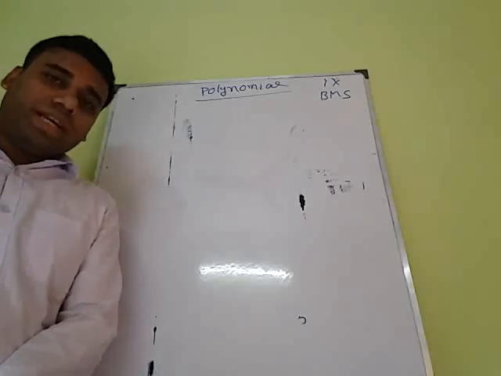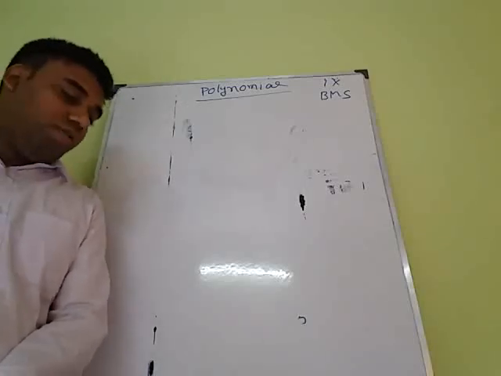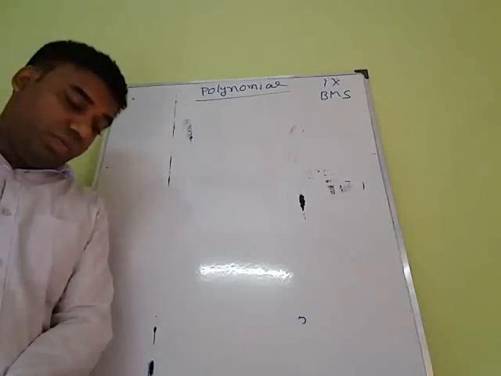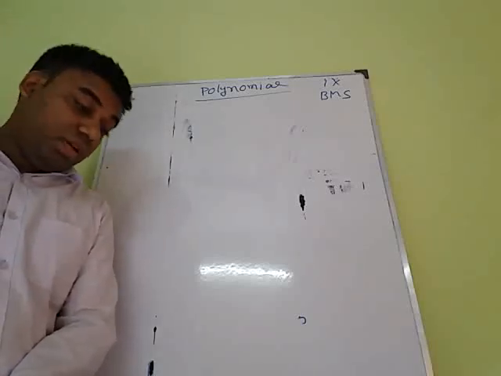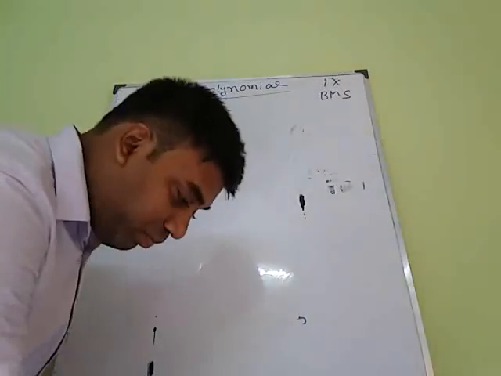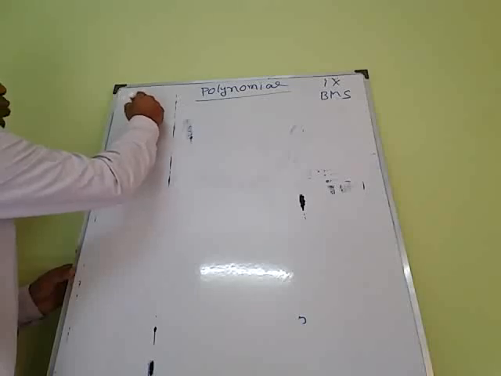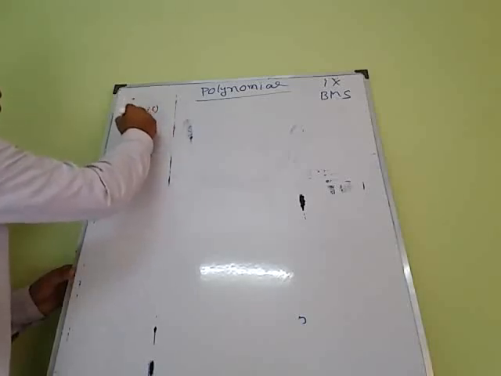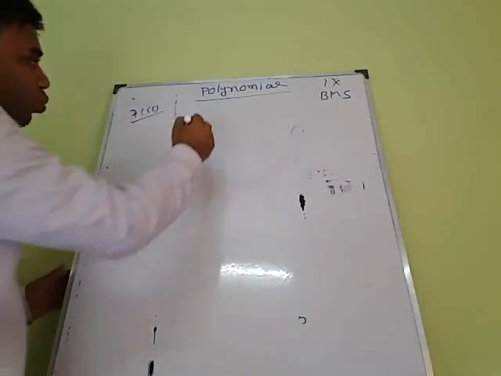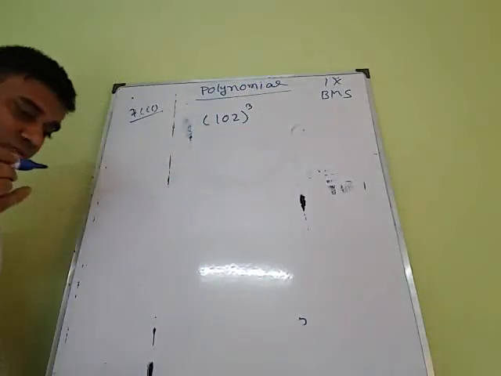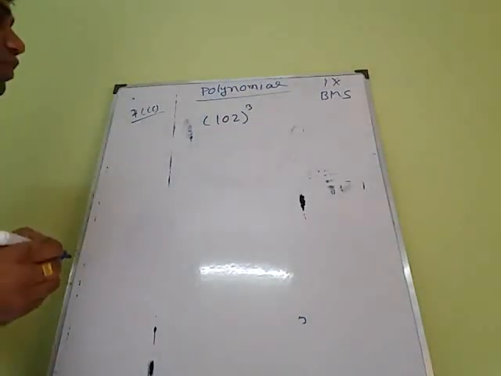Students of class 9, today I will solve sums of exercise 2.5 of the chapter Polynomials. Question number 7, part 2. It is given that (102)³. Find its value using an identity.